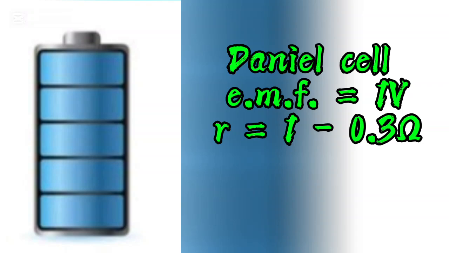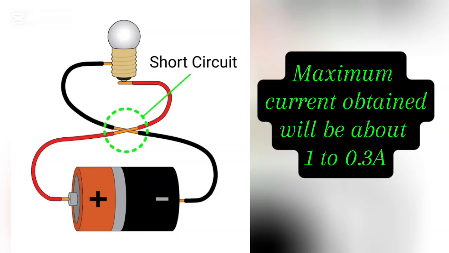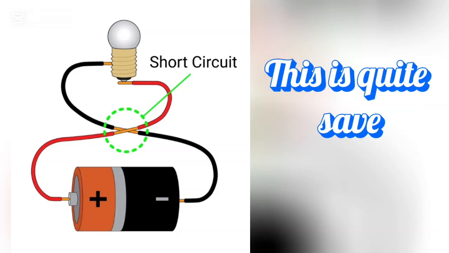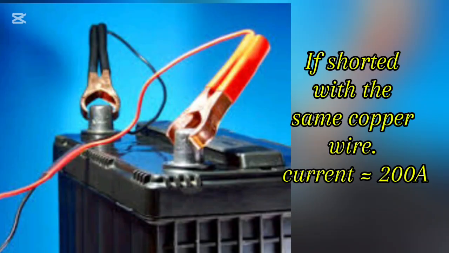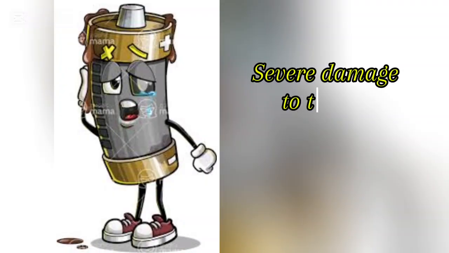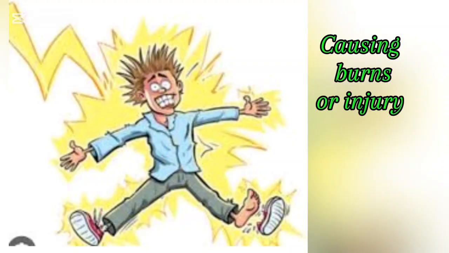A Daniell cell with an EMF of about 1 volt and internal resistance of about 1 to 3 ohm, if its terminals are shorted with a copper wire of negligible resistance, the maximum current obtained will be about 1 to 0.3 ampere. This is quite safe. But a 2-volt lead cell with an internal resistance of about 0.01 ohm, if shorted with the same copper wire of negligible resistance, a current of about 200 ampere will possibly be obtained. This can cause severe damage to the cell and the wire may vaporize explosively, causing burns or injury.